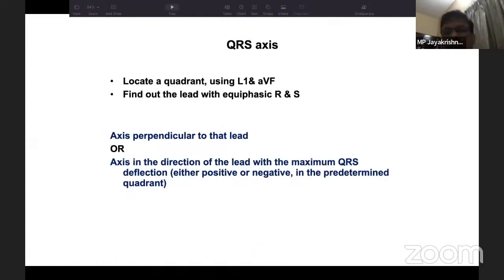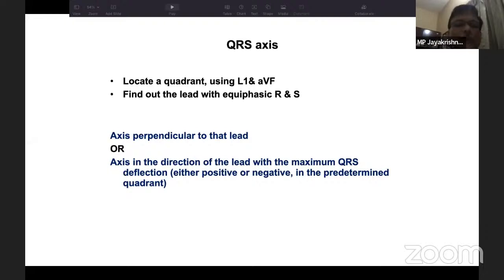Then you look at the QRS axis. The main vector of ventricular depolarization is the QRS axis. I think you all are familiar with this method of looking at the QRS axis by looking at the quadrants, so I'm not going into the deeper details of the basics of ECG reading.